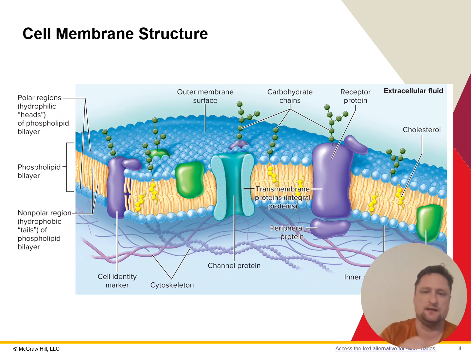The fluid mosaic model describes this membrane as flexible and self-healing, with components capable of moving laterally within the layer. The selective permeability of the membrane ensures that essential substances can enter while harmful or unnecessary materials are kept out. This selective control is vital for maintaining the internal environment of the cell, also known as the intracellular part.